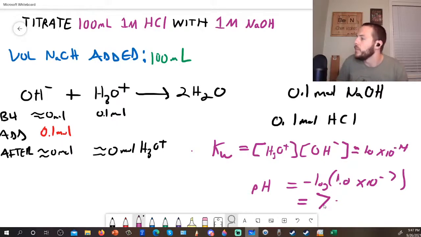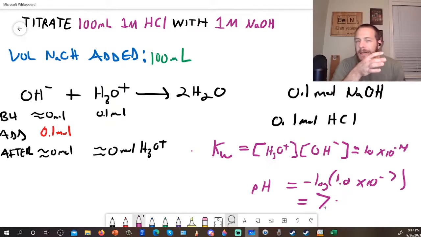So let me look at some messages in the chat. It says, question, do you have to do the same step when it's a weak acid, strong base, or vice versa? I don't know what you mean by the same step, but for a weak acid, I want to do the weak acid, strong base titration next week, and we'll take a look at how to calculate the pH of a weak acid, strong base titration when you're at the equivalence point.